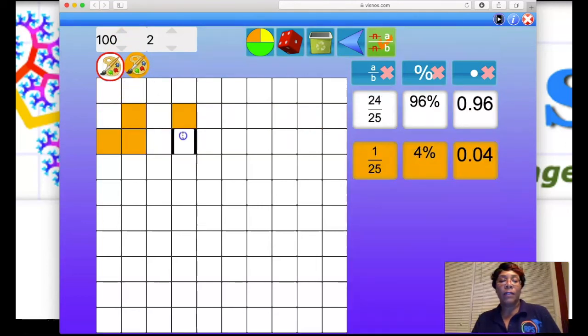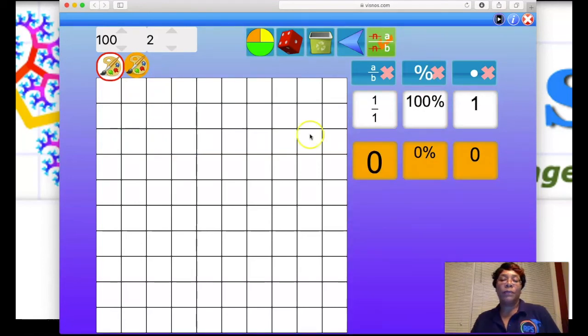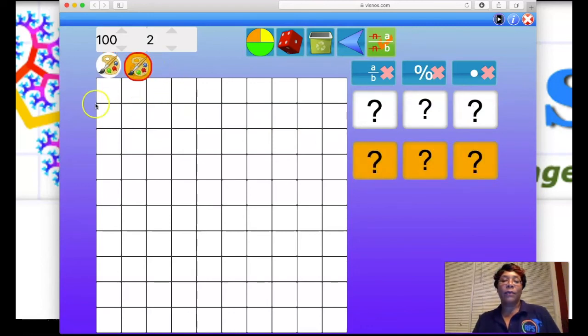And I'm just going to erase these fairly quickly. All right, so let's try this one. And I'm going to go ahead and flip these back over. All right, so here we go.